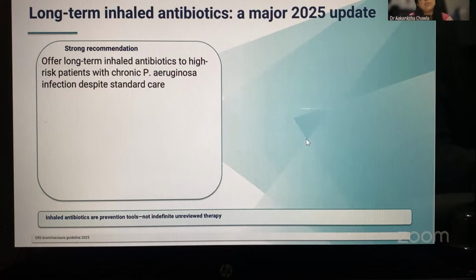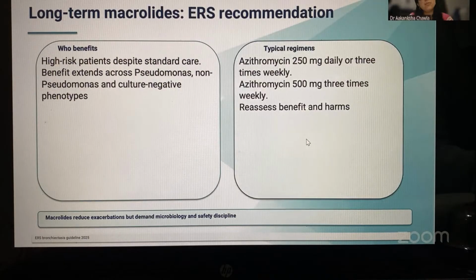So again, for long-term macrolides, like in COPD and asthma, even in bronchiectasis, ERS recommends that patients who have high risk despite standard care, those are the patients you give the therapy. The regimen is basically azithromycin 250 milligram daily or 3 times weekly, or azithromycin 500 milligram 3 times weekly.